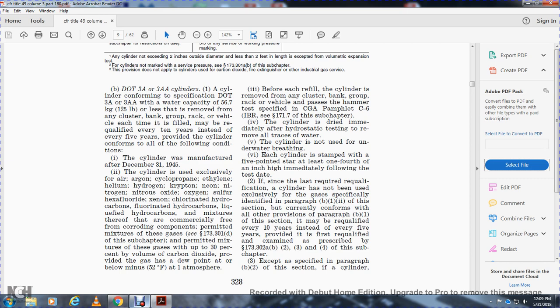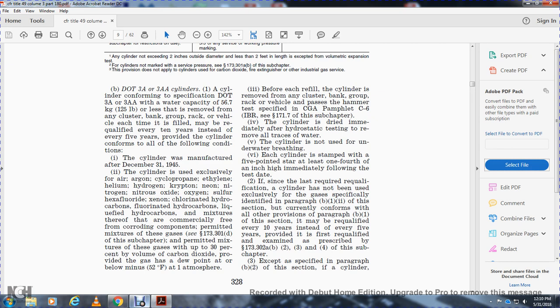Before the refill of the cylinder, remove any cluster bank or group rack from the vehicle, test it with a hammer, and test it per CGA pamphlet C-6. The cylinder is dry after hydrostatic testing, with all traces of water removed. The cylinder is not used for underwater breathing. Each cylinder is stamped with a 5-point star at least 1/4 of an inch high immediately following the test date.